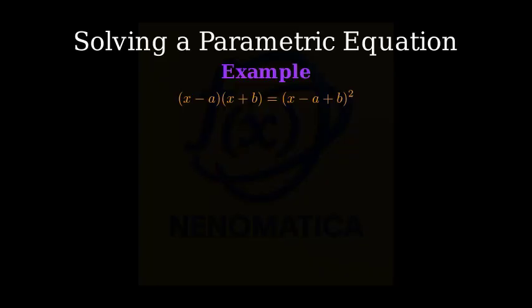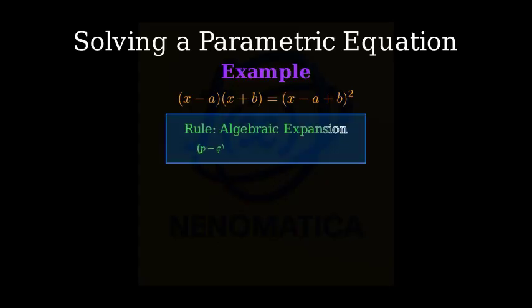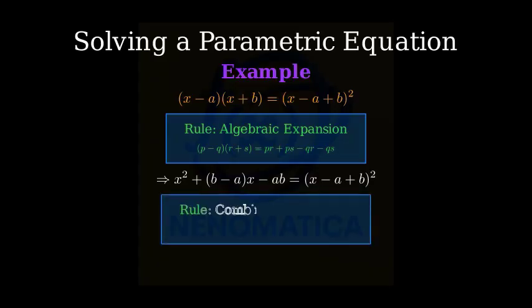First, let's expand the left side of the equation. We'll multiply x minus a times x plus b. This gives us x squared plus bx minus ax minus ab. Now, let's simplify the expression on the left. We can group like terms to get x squared plus b minus a times x minus ab. This step helps us see the equation more clearly.